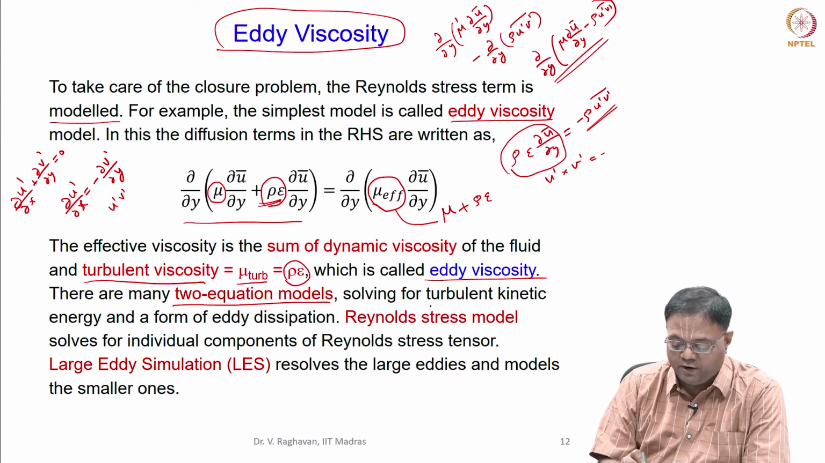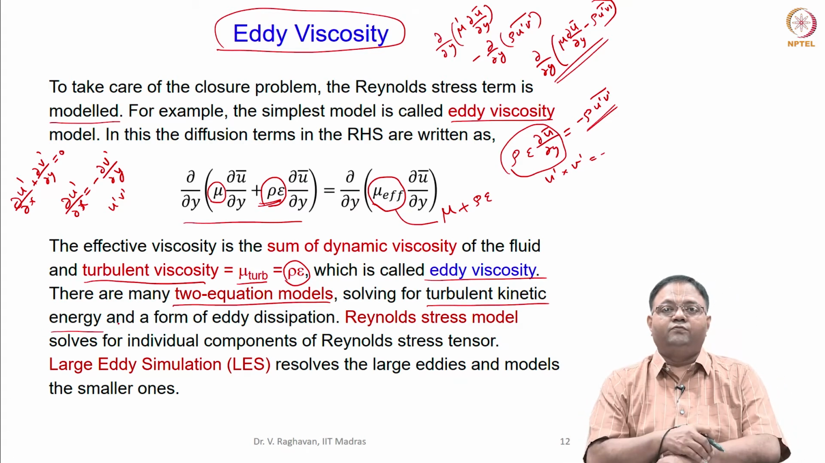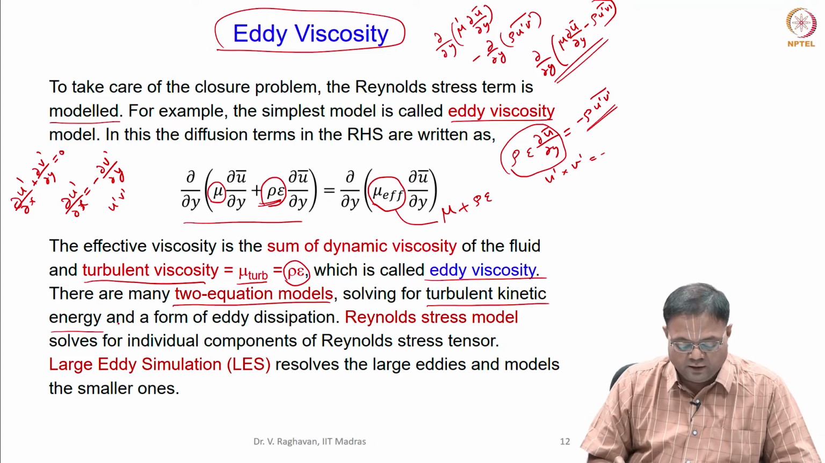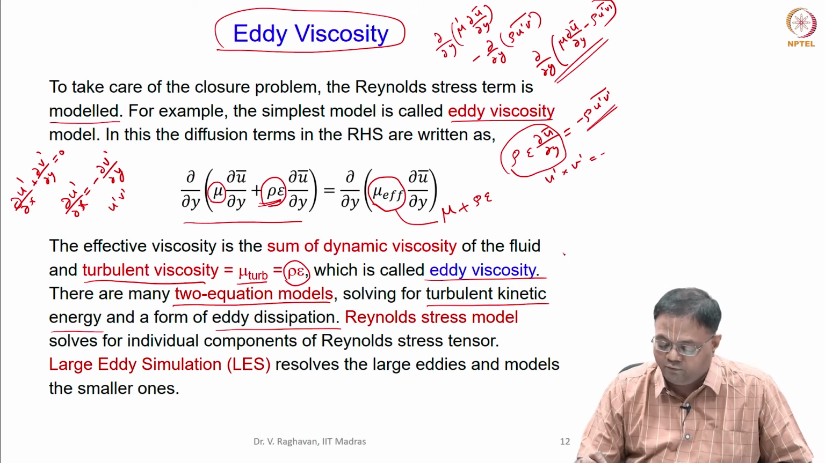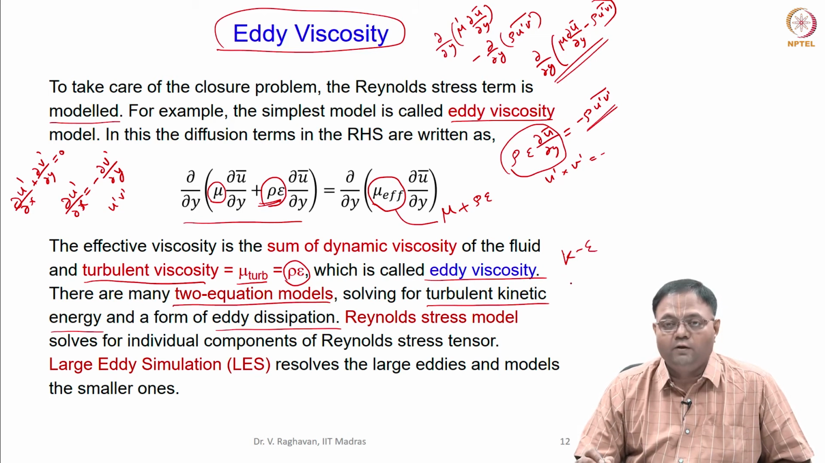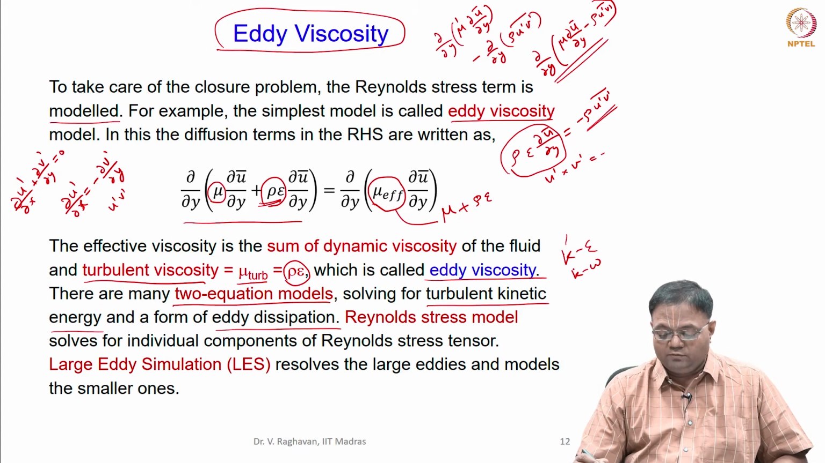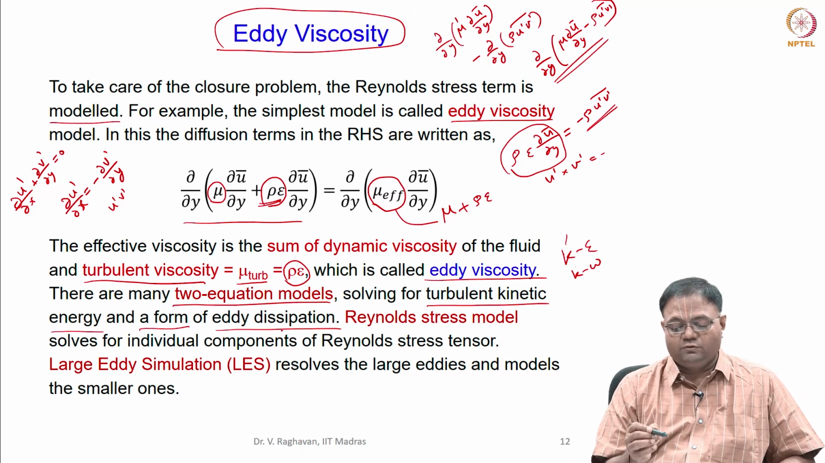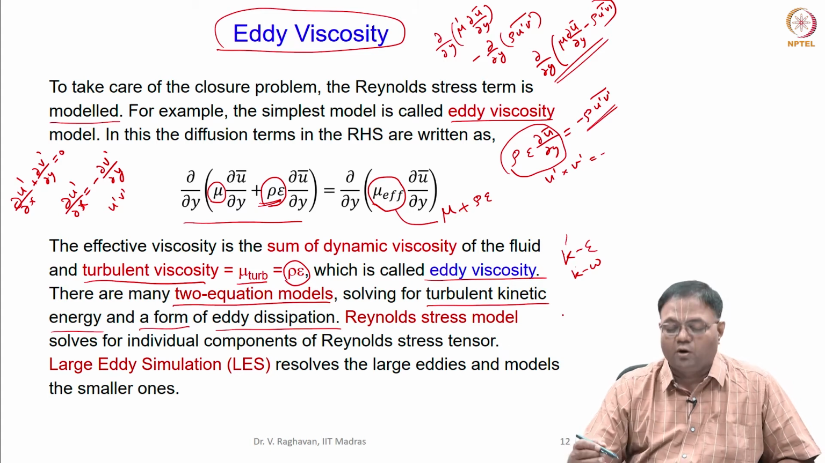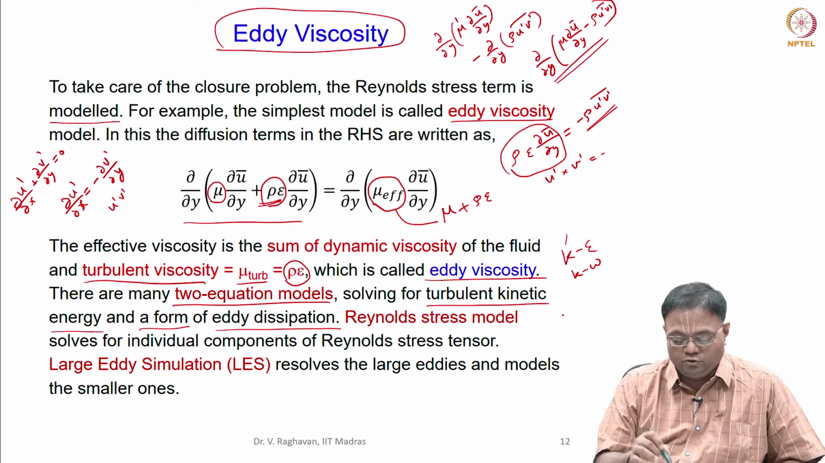In the two equation model, we have an equation to be solved for turbulent kinetic energy. That is the first equation we solve, and the second equation is for what is called eddy dissipation. So, we have the k epsilon model, the k omega model and so on, where k is the turbulent kinetic energy and epsilon and omega are some form of eddy dissipation. When you solve this, the stress terms are modeled using these. So, we have to handle the closure problem.